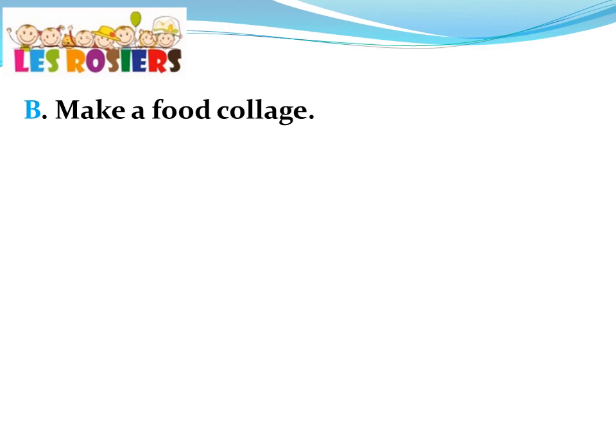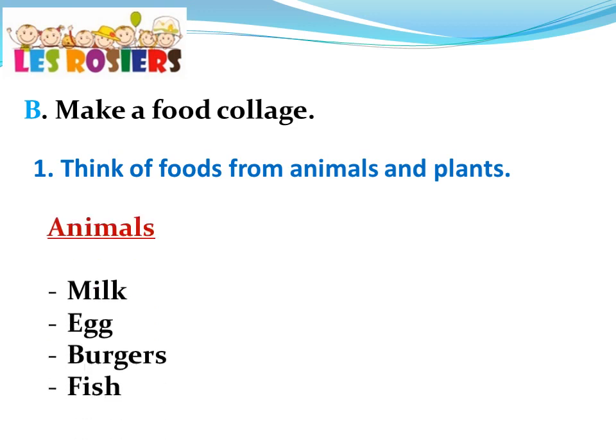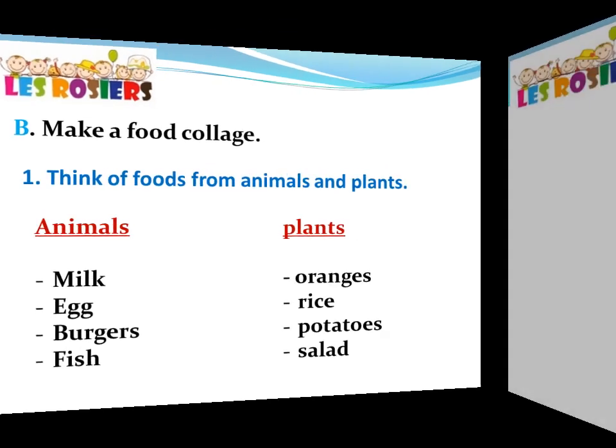In B, make a food collage. Number one, the first step you are going to do is to think of foods from animals and plants. You have here some examples. For animals we have milk, egg, burgers and fish. And for plants, oranges, rice, potatoes and salad. So we have here the foods that come from animals and the foods that come from plants.